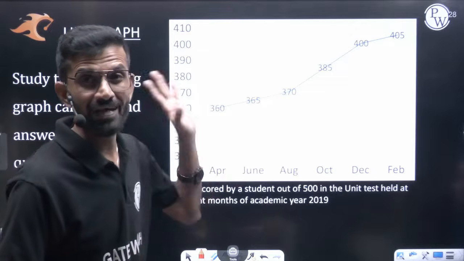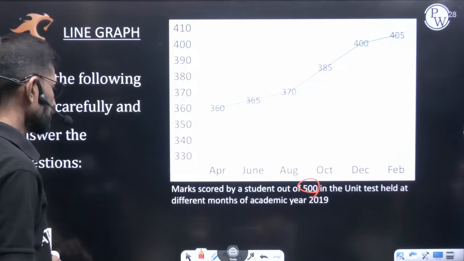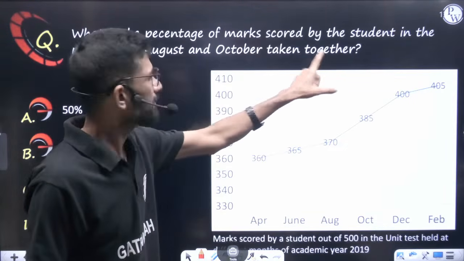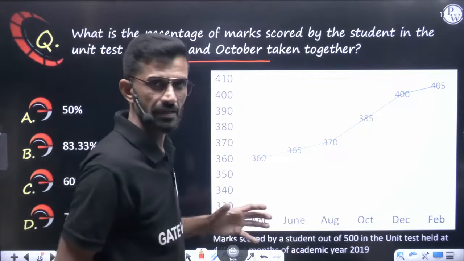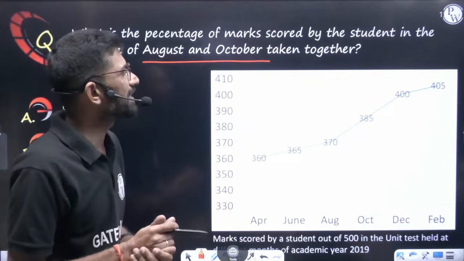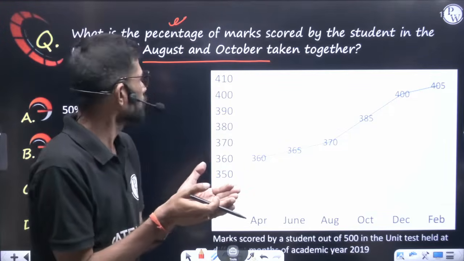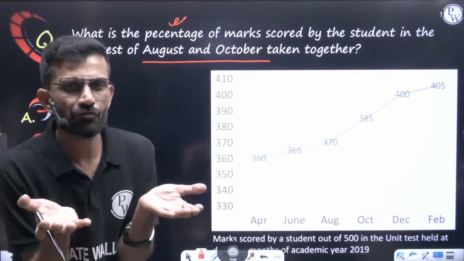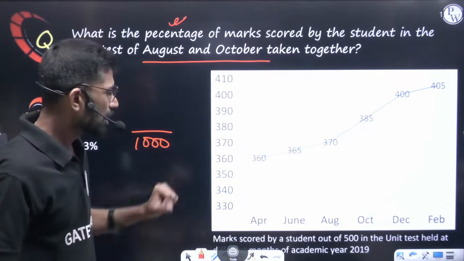But all are out of 500. That is clearly mentioned, all are out of 500. Now moving further, the question based on this. What is the percentage of marks scored by that student in the unit test of August and October taken together? August and October taken together, how much percent marks is that student getting in the unit test? They are asking you in percentage. So August and October, first of all, total mark of August is 500. Total marks of October will also be 500. So out of 1000, because we have to combine.